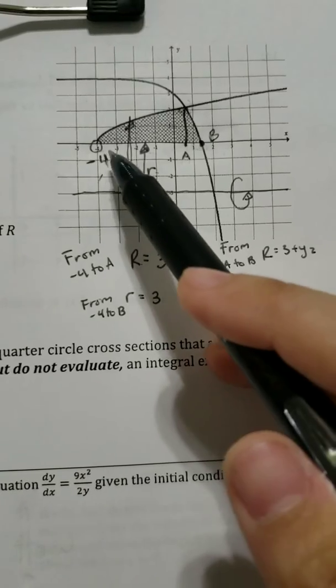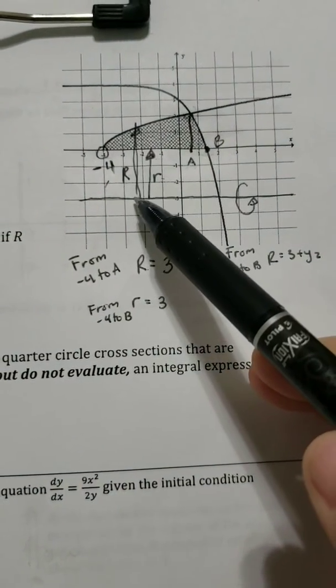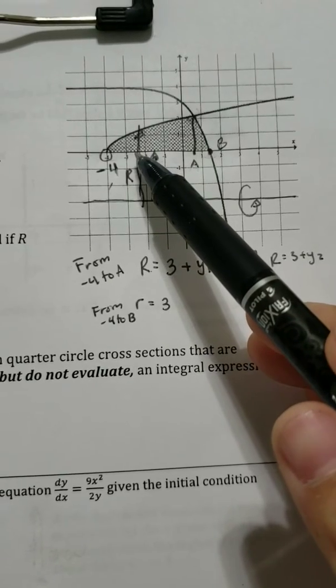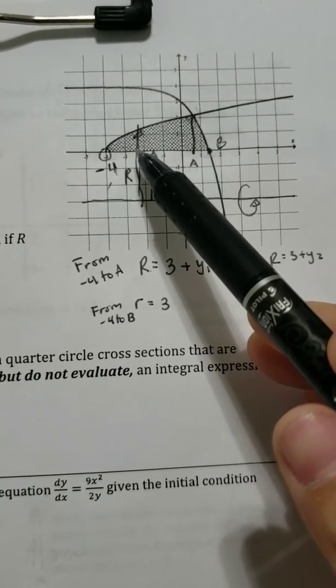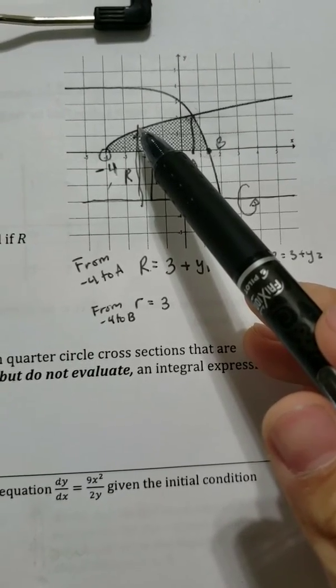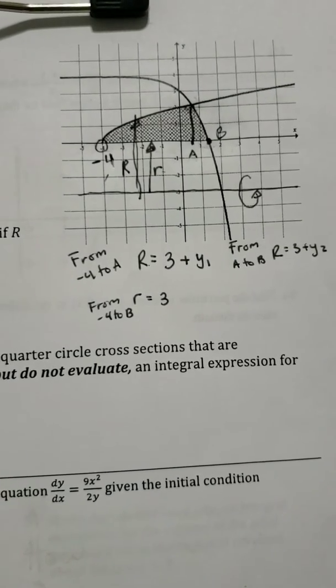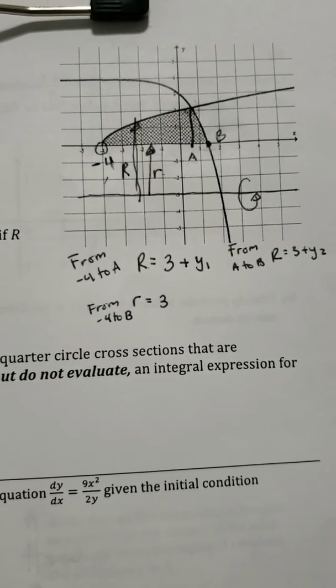Okay, so I wrote down what I was talking about before. Capital R from -4 to A is 3 plus y1 because we have to travel up 3 to get to the x-axis. And from the x-axis to this line is the value of y1, which is the square root of x plus 4. We don't actually care because it's stored in our calculator, so we can recall that later.